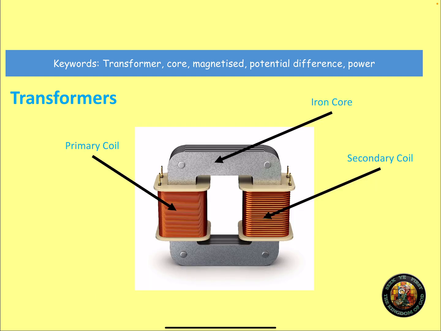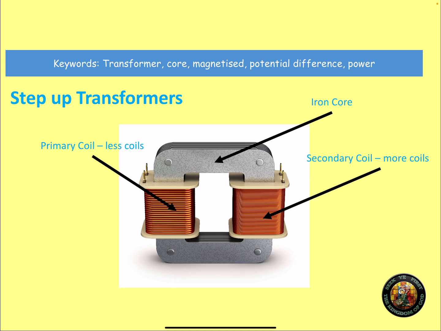So this is basically what a transformer consists of. You've got an iron core, and then you've got a primary coil, and a secondary coil. And you'll see there is a difference between the number of turns on a primary and a secondary. If you look at a step-up transformer, on the primary coil there are fewer turns compared to the secondary coil. This is a step-up transformer.